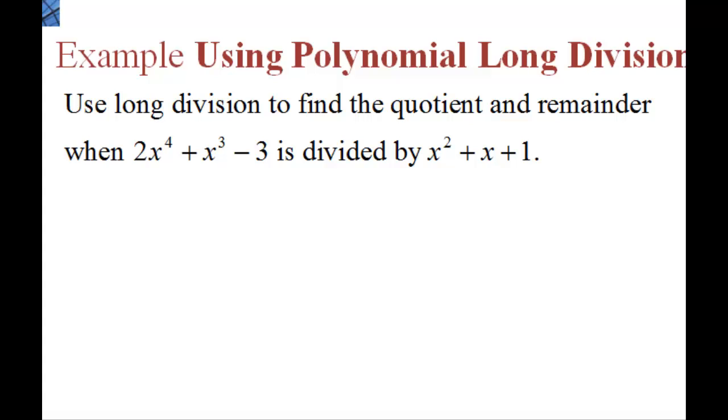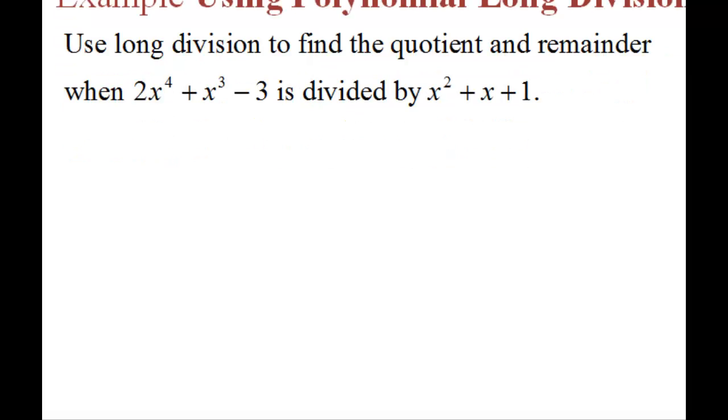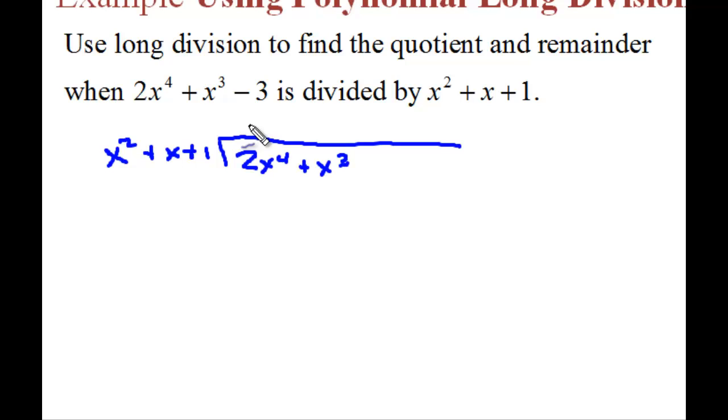We're going to use long division to find the quotient and the remainder. First, we need to set it up. On the outside of the division problem, we put the x squared plus x plus 1, and on the inside, we put 2x to the fourth plus x to the third, and then we need some placeholders. So we have 0x squared plus 0x minus 3. You need to have those placeholders in there so that you can do the division correctly.